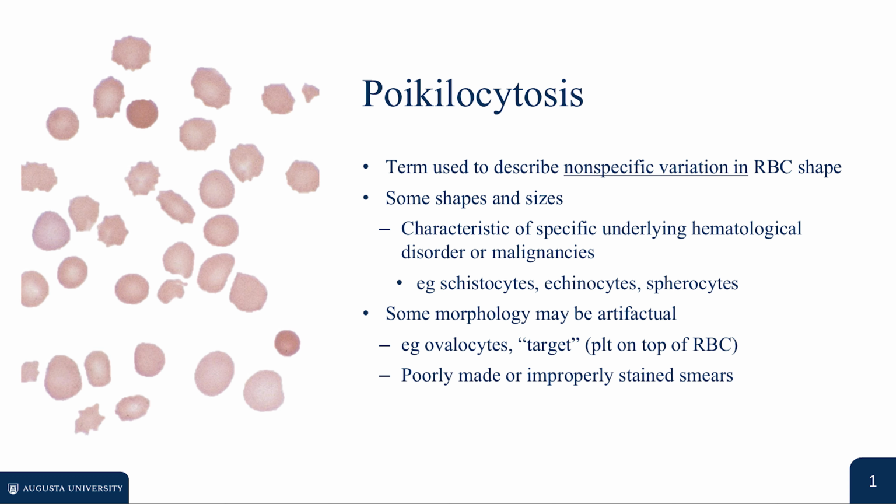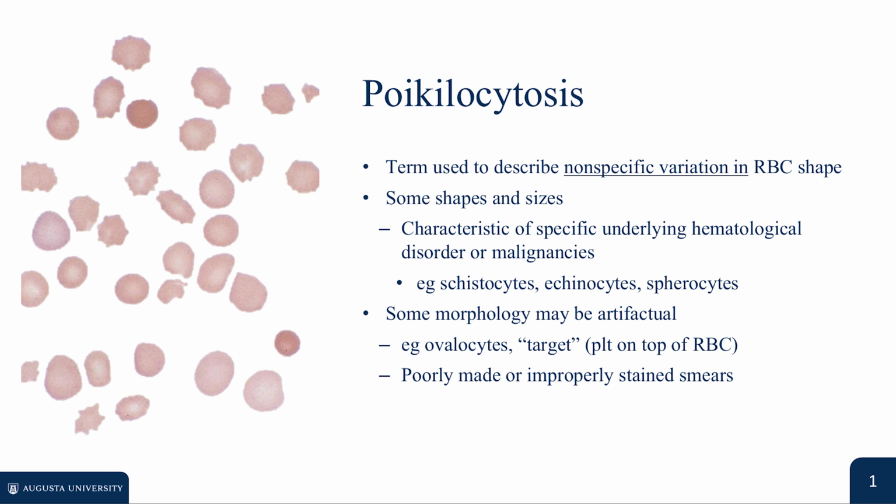Evaluating these specific shapes on a peripheral blood smear requires semi-quantitative grading across 10 oil immersion fields under a 100 times objective. We record the finding as slight when observing 1 to 2 distinct abnormal shapes per field, moderate when seeing 3 to 4, and marked when noting greater than 4 distinct abnormal shapes per field.